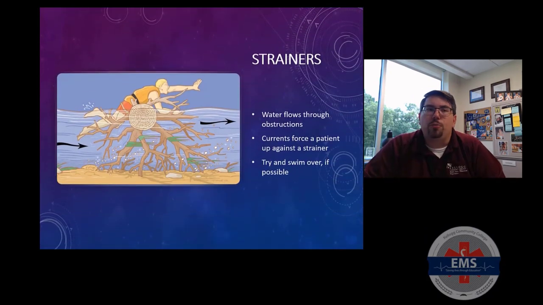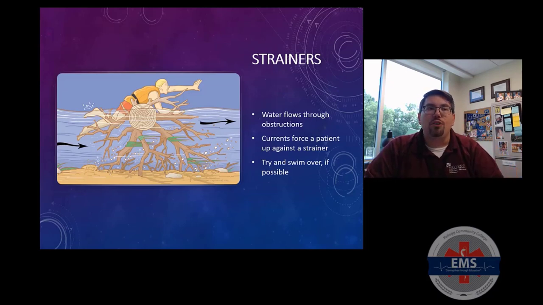Strainers are another component we deal with. Strainers are just like you would think at home when you cook pasta and you dump it into a strainer and drain it out. Water is going to be able to flow through a strainer, but bodies, patients, and equipment debris will become trapped in that obstruction. A prime example is a downed tree. A downed tree in a river doesn't look to be that big of a deal, but when the current is moving against it, it's going to trap that patient up against the strainer, and it becomes very difficult for them to become disentangled.